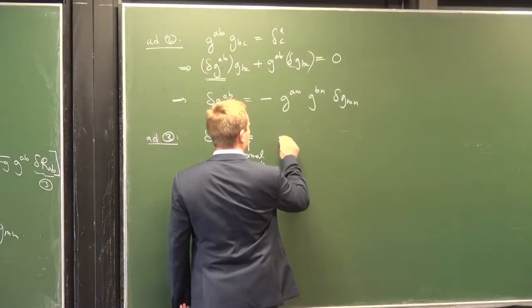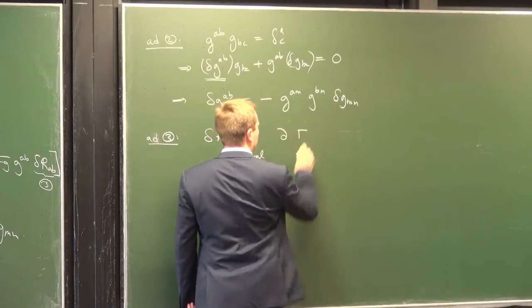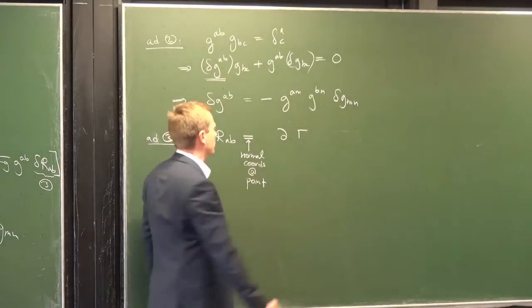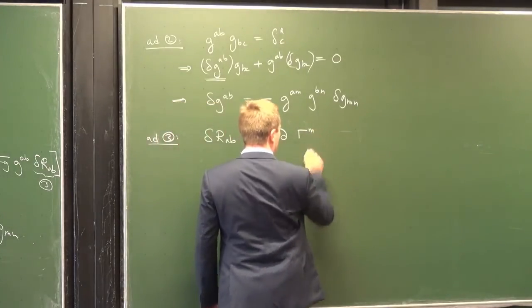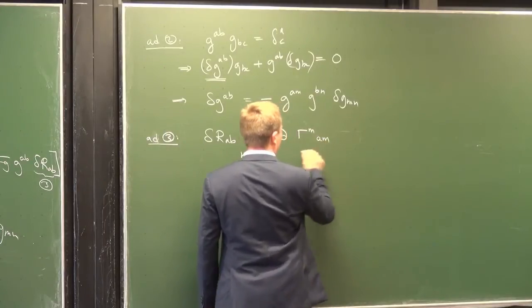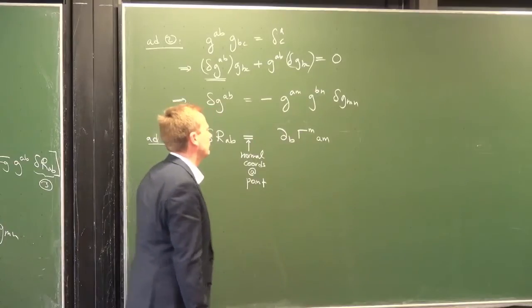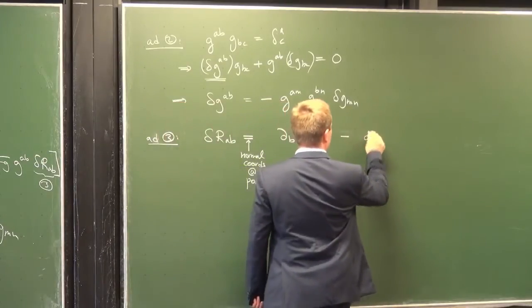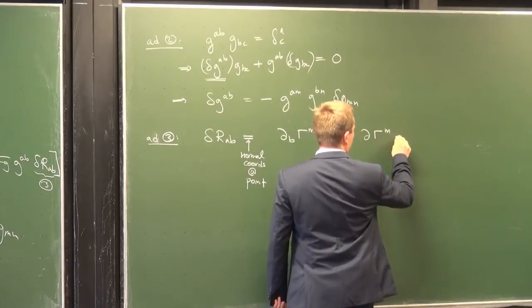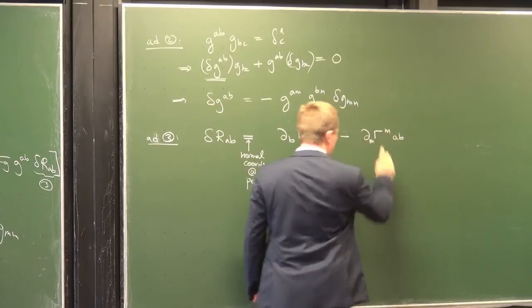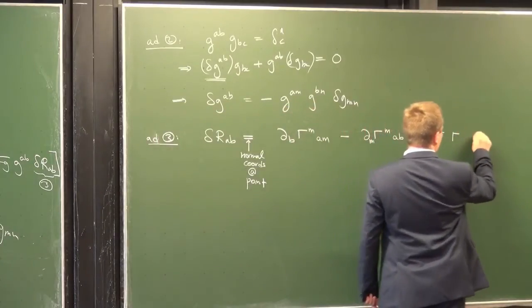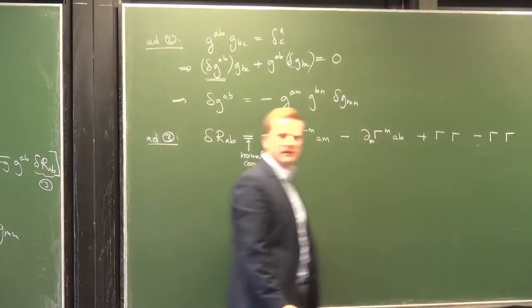The Ricci tensor is the partial gamma. So it should be d by dx, whatever I write down. I write this in short form like this: partial_m Gamma^m_{ab}, minus partial_b Gamma^m_{am}, and normally you would have plus gamma gamma minus gamma gamma with certain contractions, right?